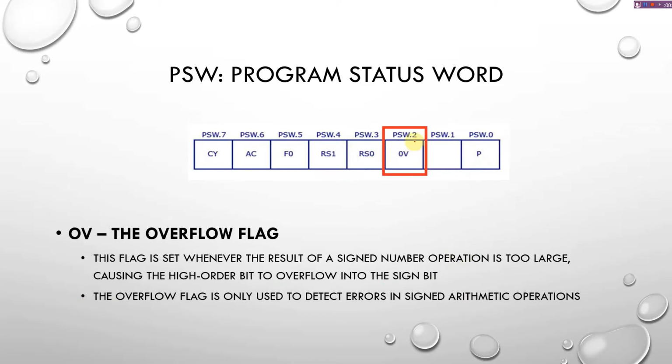Next is your PSW.2 overflow bit. PSW.1 is don't care, so it is not being used in the 8051. The overflow flag is the flag for indicating that the result of a signed number operation overflowed into the sign bit. If the result of the signed number operation overflows or goes to the sign bit, then the overflow flag will be 1. This is only used to detect errors in signed number arithmetic operations.